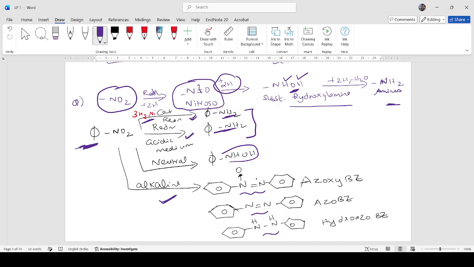Several products are possible. Either it could give you azoxybenzene, where the N double bond N connected with benzene is available, and this nitrogen is coordinately bonded to an oxygen. This is azoxy. The next one is the common one, azobenzene. N double bond N we call azobenzene. The next one is hydroazobenzene. Same azo only, but to this azo, hydrogen is added. The double bond was broken. It's called hydroazobenzene.